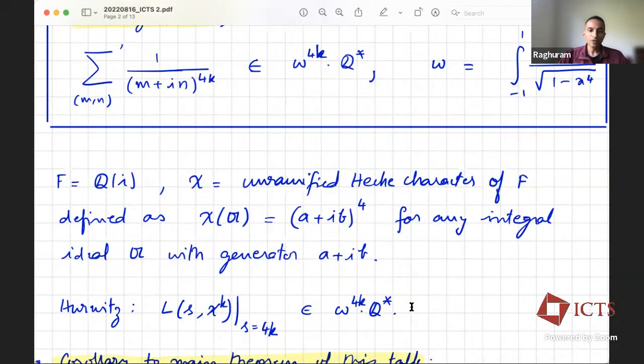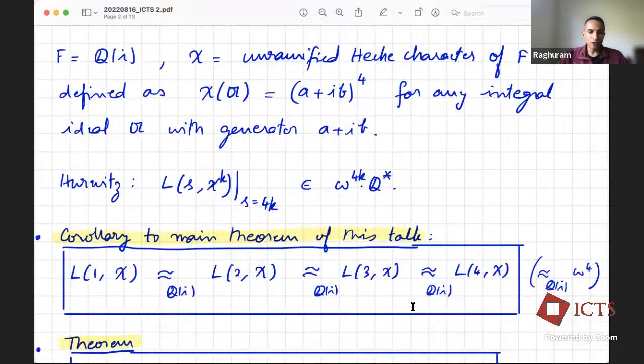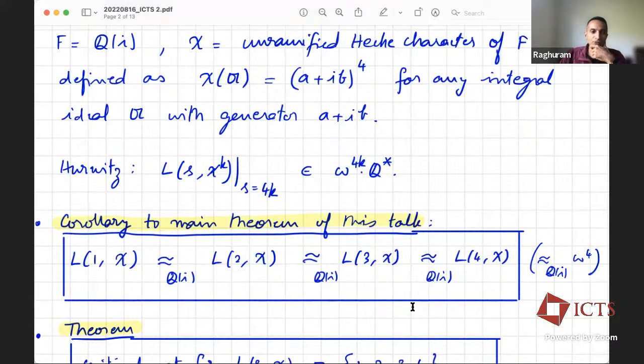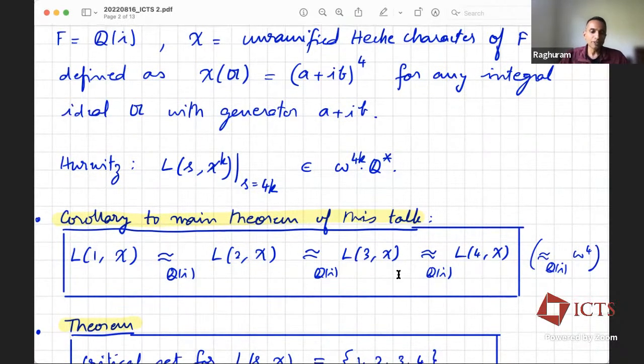Okay. So one can deduce the following somewhat easy corollary to this result of Hurwitz. Let me just take k equals 1, the simplest situation. I look at the L-function attached to chi, and then I look at these 4 points, the values at 1, 2, 3, and 4. As a corollary of the main theorem of this talk, it will follow that these L values differ from each other by something in Q(i). And of course, since L at 4 is omega to the 4 times a rational, we know that all these L values are omega to the 4 times possibly something in Q(i).